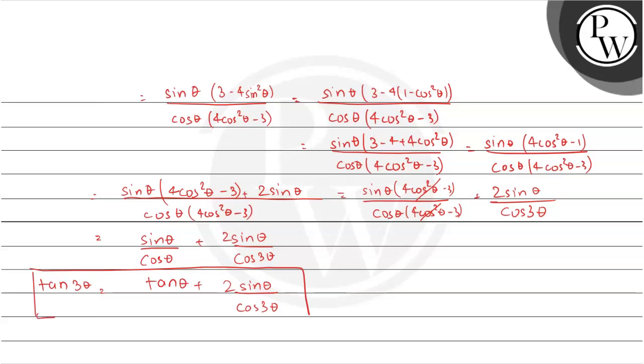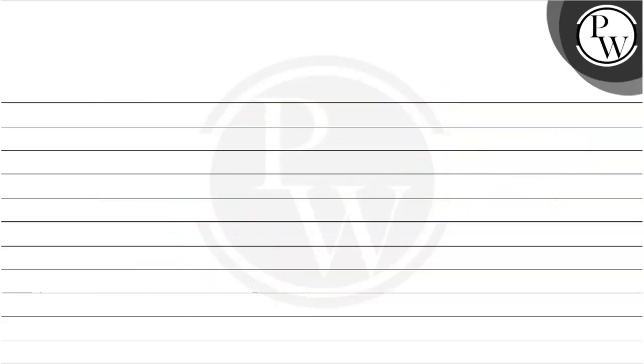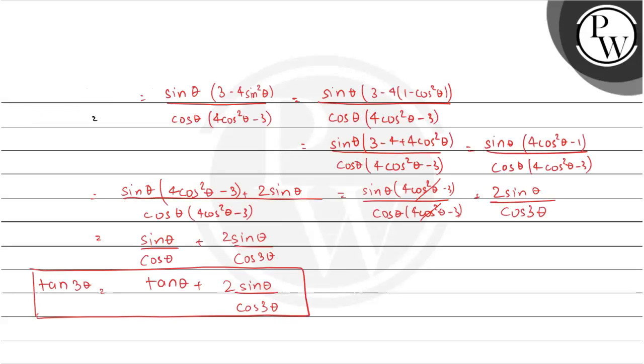Now how is this gonna be useful in the problem? We'll explore this in the next step. K1 was given to be tan of 27 theta minus tan of theta. Now note that I am interested in splitting this tan of 27 theta. So I'll write this tan of 27 theta, as I said, that tan of 3 theta is equal to tan theta plus 2 sin theta upon cos 3 theta.